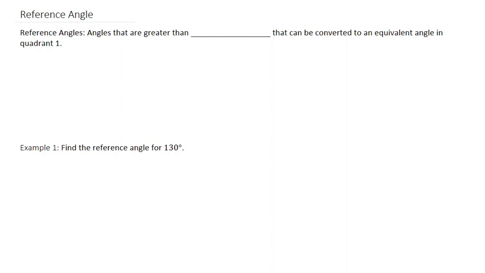Reference angle. A reference angle is an angle greater than 90 degrees that can be converted to an equivalent angle in quadrant 1. So let's go over quadrants again.